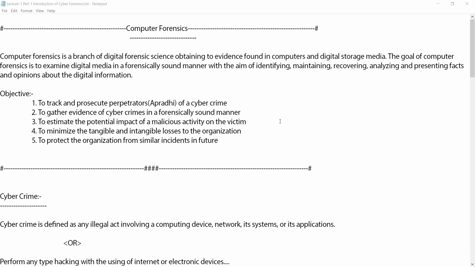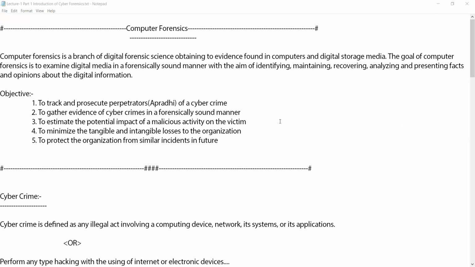The fourth objective is to minimize the tangible and intangible losses to the organization. You need to maintain the integrity and the security patterns of that particular organization, and fulfill the whole blocks of that organization, for minimizing the tangible and intangible losses caused by the cyber criminal. So this is our fourth objective.